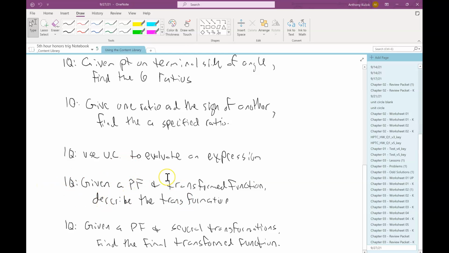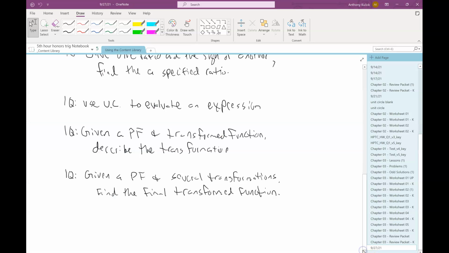One question where I give you a parent function and a transformation. I ask you to describe that transformation in words. And then one question where I give you a parent function and several transformations, and I ask you to find the equation for the final transformed function.